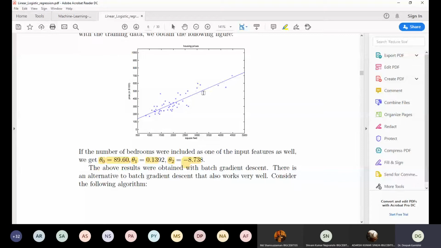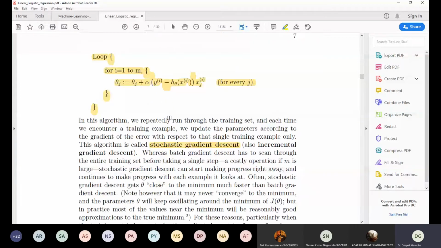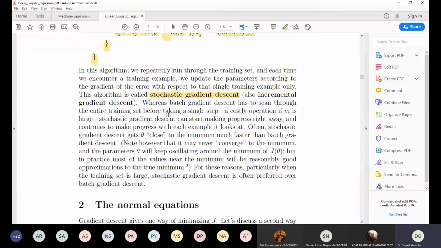Similarly, in this way, we extend the same algorithm to stochastic gradient descent. The same result would be obtained, but this is quite easy to do. The number of steps in stochastic gradient descent is much smaller compared to batch gradient descent.